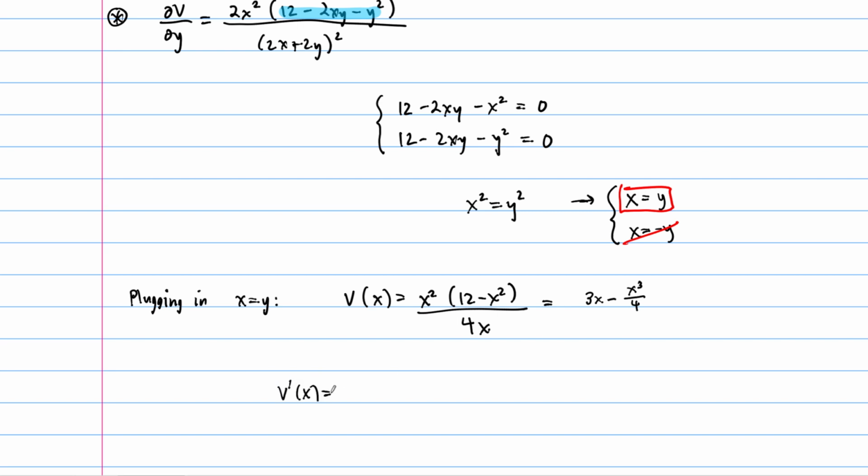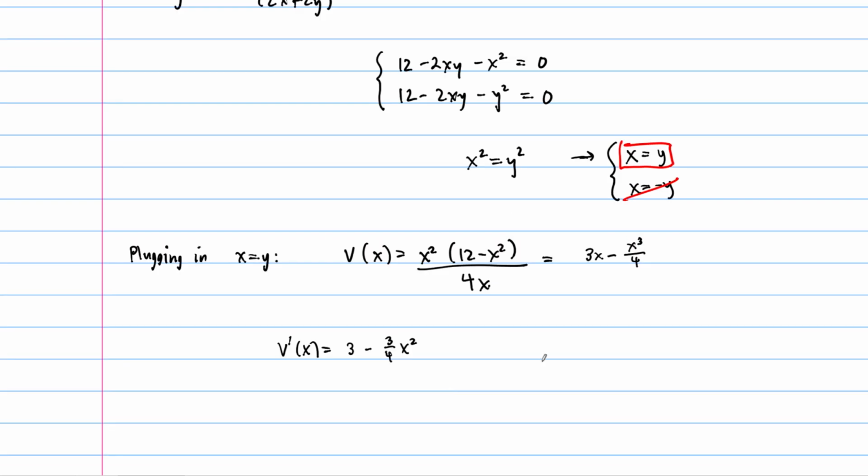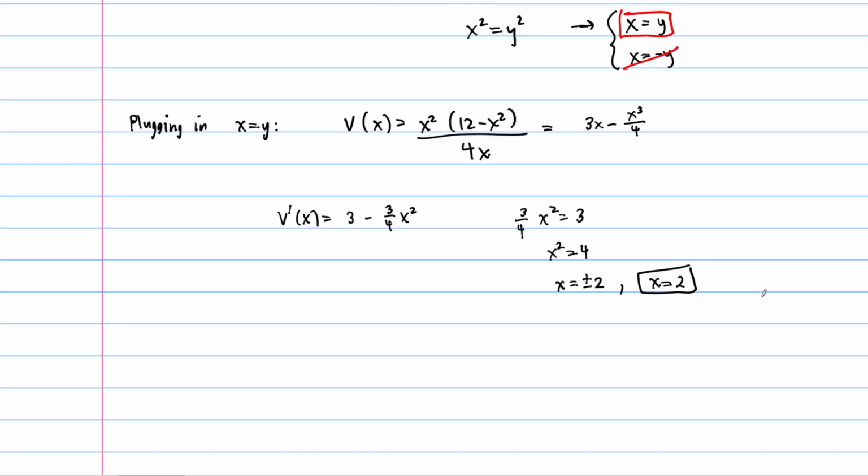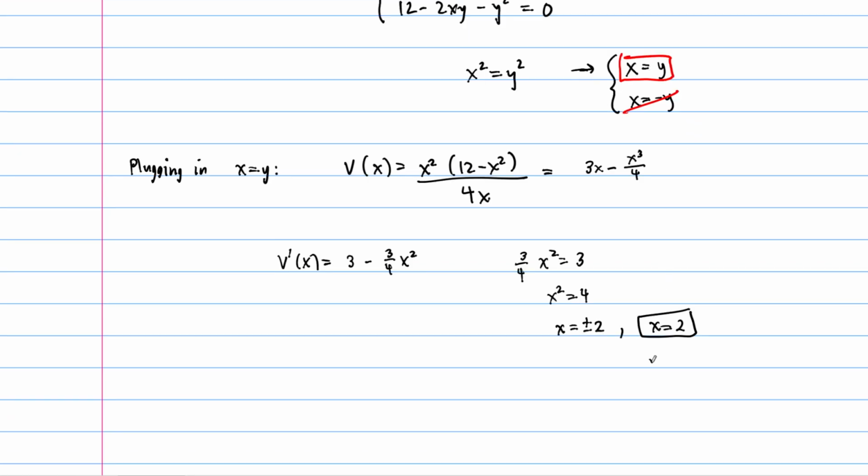So v prime of x is going to give us 3 minus 3 over 4 x squared. All right. And then this is equal to 0 if what happens? So 3/4 x squared equals 3, or x squared equals 4, right? And so this gives us that x has got to be equal to plus or minus 2. We know then that x has to be positive 2 because it's got to be a positive value. Just plugging in, we see that that's going to give us a maximum, right? We'll check it in a second. But based on all of this, our y must also be 2. Right? Our y must also be 2.